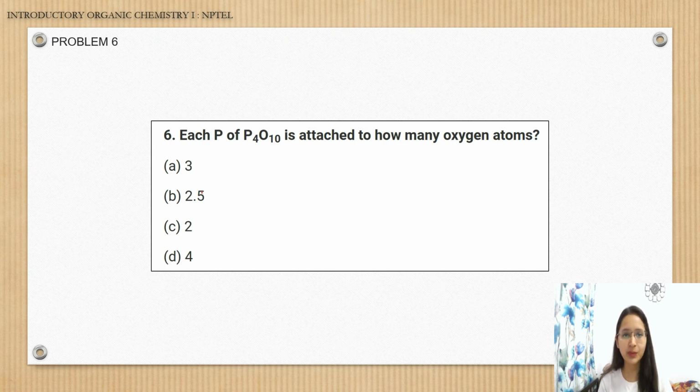Okay, so I'm going to problem number 6 now. It is a very straightforward problem. Here you only have to know the structure of P4O10 and nothing else. They are asking: each phosphorus of the P4O10 molecule is attached to how many oxygen atoms? So does anyone know the structure of P4O10? Can anyone answer how many oxygen atoms will be attached to phosphorus in this P4O10 or P2O5?